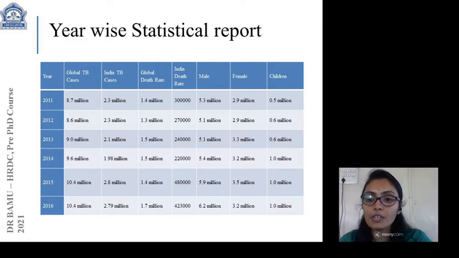This disease affects the male as well as the female category. From this 8.7 million people, 5.3 million were male and 2.9 million were female, which means that near about 34% of TB cases were in the female category. Tuberculosis can affect children also. As per the WHO's report, near about 10 to 15% of children suffer from tuberculosis every year.